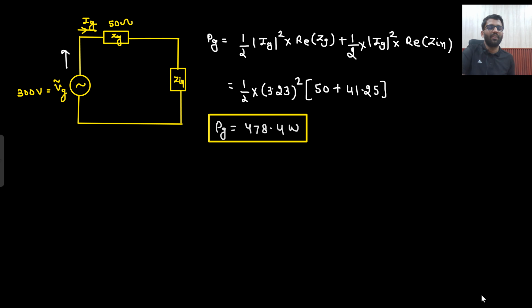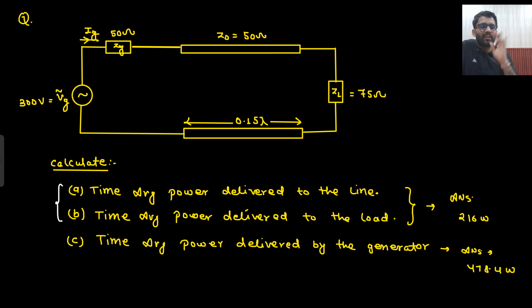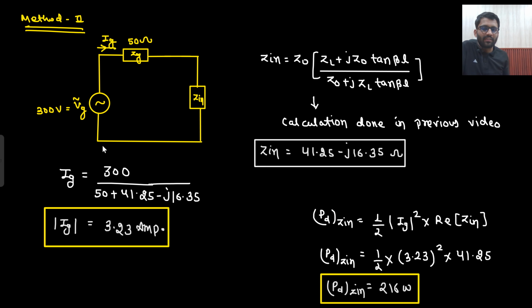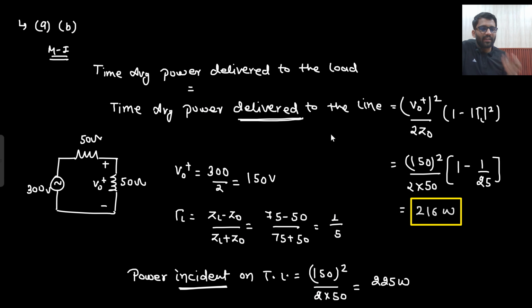But yeah, they did not ask this. So I hope you got the point of what they were asking, right? They were asking for the time average power delivered to the line, that we found out, but that will be equal to the time average power delivered to the load. So which method is easier, this one or this one? This is easy, right? Because here we do not need to find any Zn or anything like that. Simply I need to find V naught plus, then I do V naught plus whole square divided by 2 Z naught into 1 minus gamma L square. I simply get my answer.